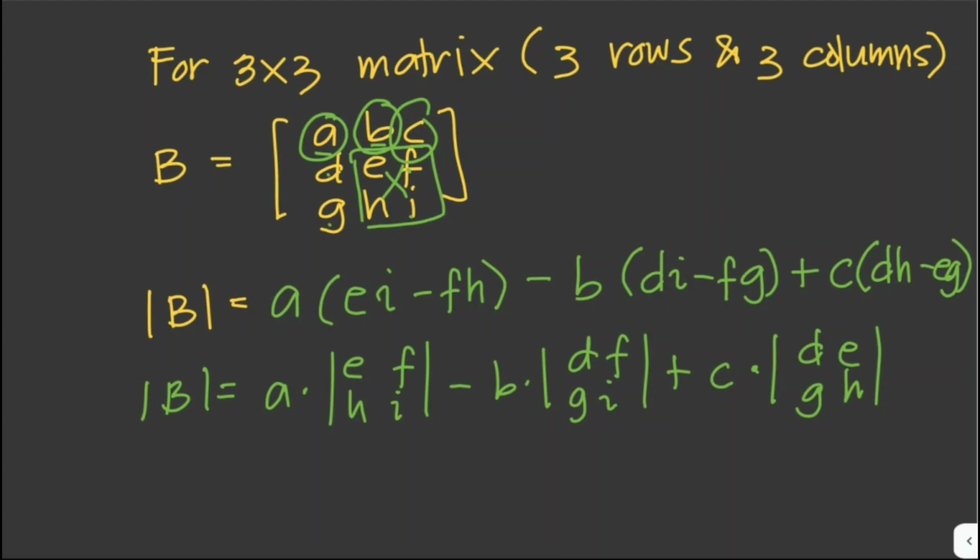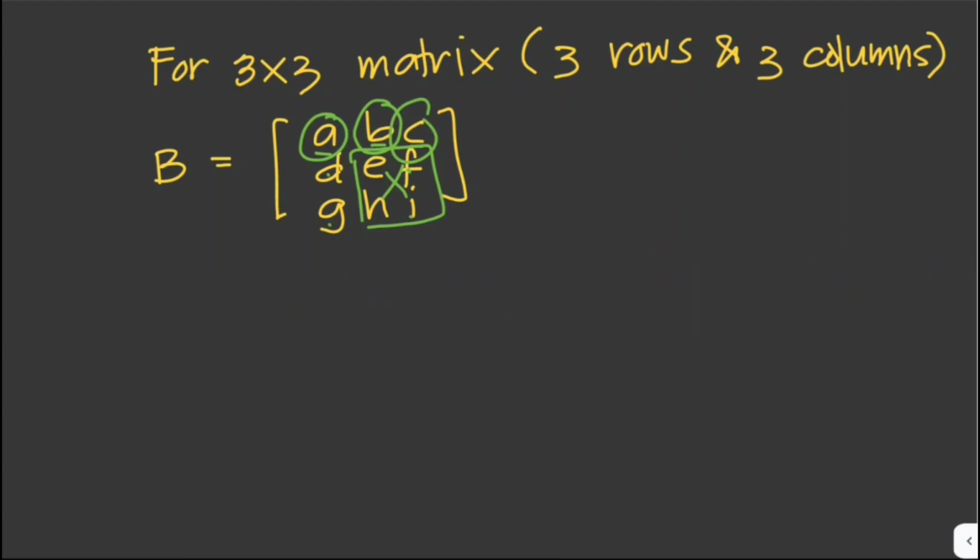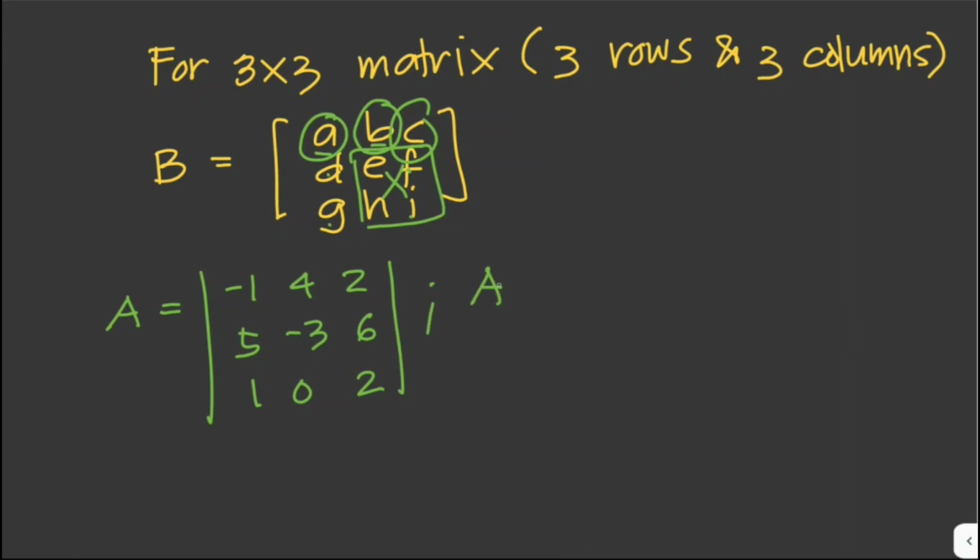Now let's try solving some examples for 3 by 3 matrix, 4 by 4, and so on. All right, let's say we're given this matrix A, negative 1, 4, 2, 5, negative 2. Now let's solve for the determinant of matrix A. Using that pattern or method, let me write the method here.